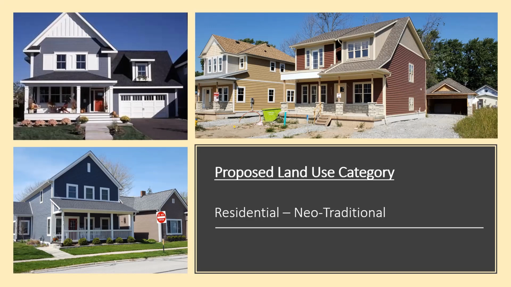What we're conveying here are really three different types of neo-traditional that would be under that umbrella. Bottom left would be an alley loaded product with a porch. Top left would be a front loaded garage door, but again with a very large porch. And then to the right, this would be a detached garage off of a cottage style home. So really those three variations within residential neo-traditional.